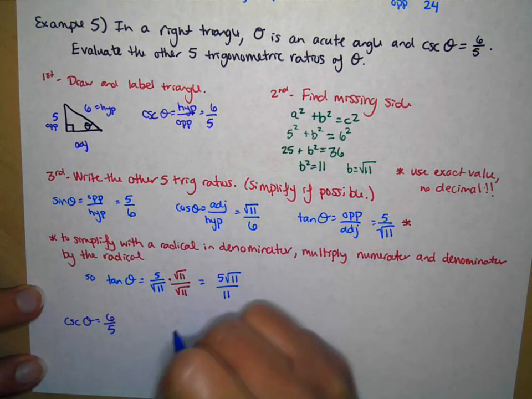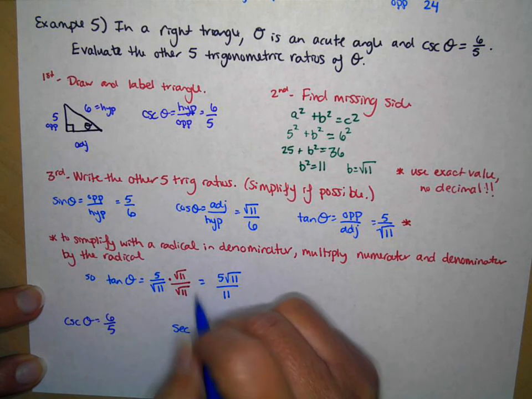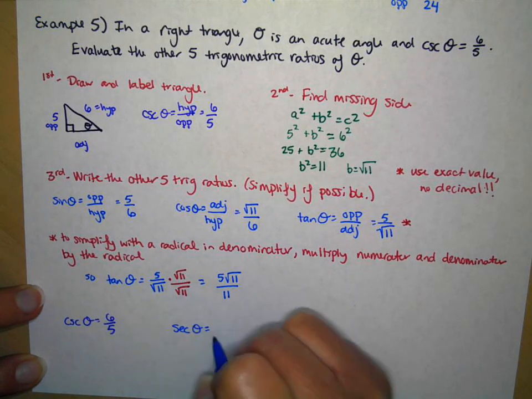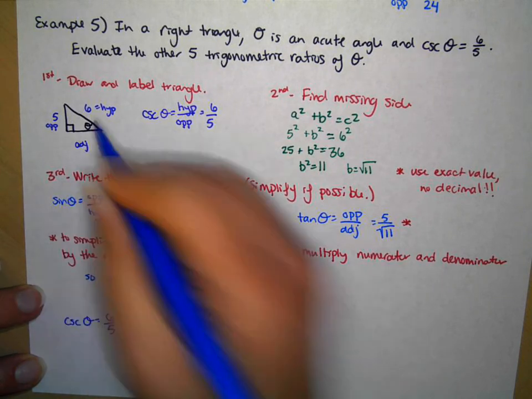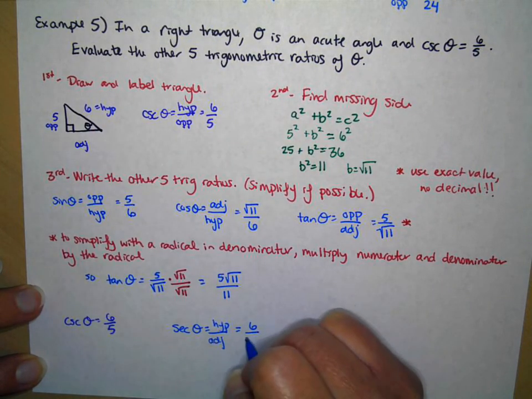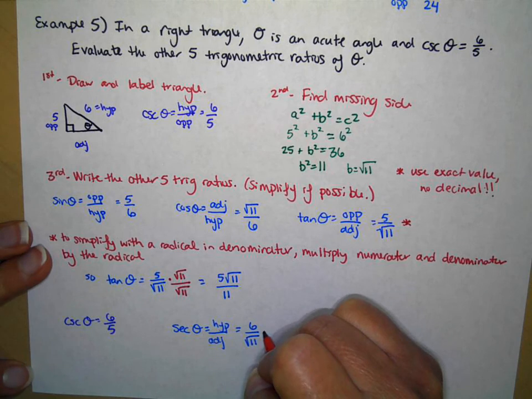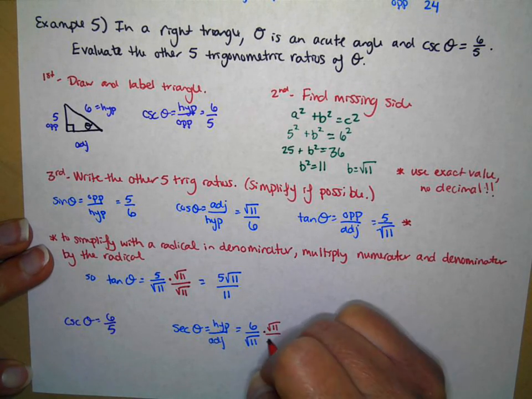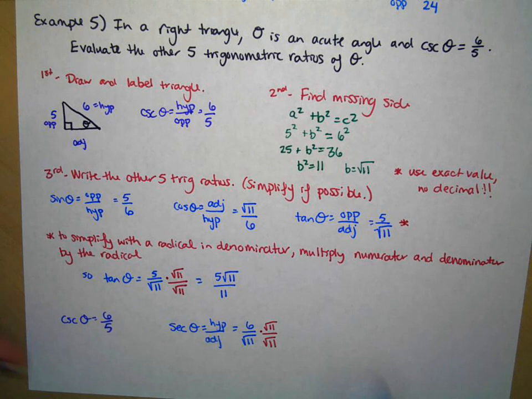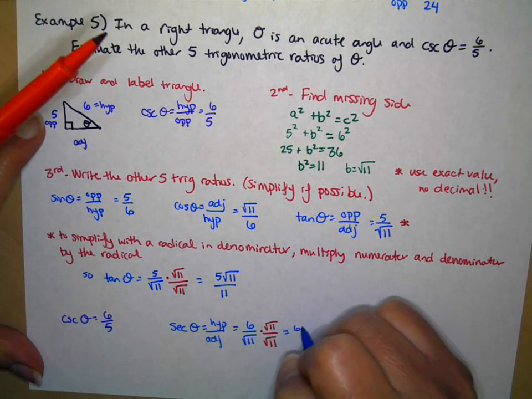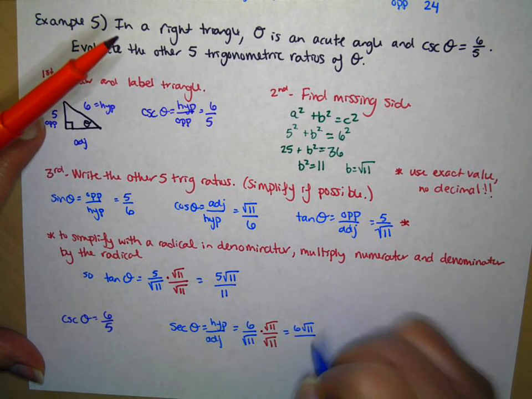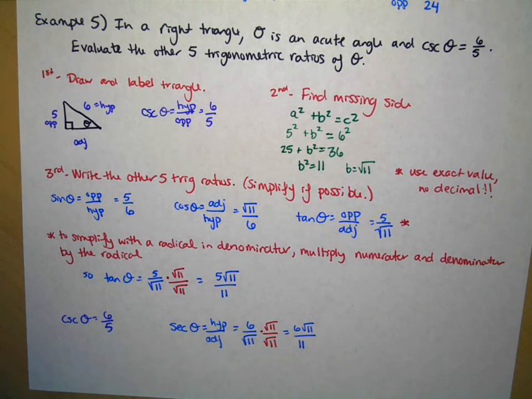But we do need to write out our fractions for secant. Now, secant is equal to the hypotenuse over the adjacent side. Our hypotenuse is 6 over our adjacent side is square root 11. Uh-oh, it happened again. We've got a square root in the denominator. We need to rationalize it. We need to fix it. So we're going to multiply by square root 11 over square root of 11. 6 times square root of 11 is 6 square root of 11. Square root of 11 times square root of 11 is 11.